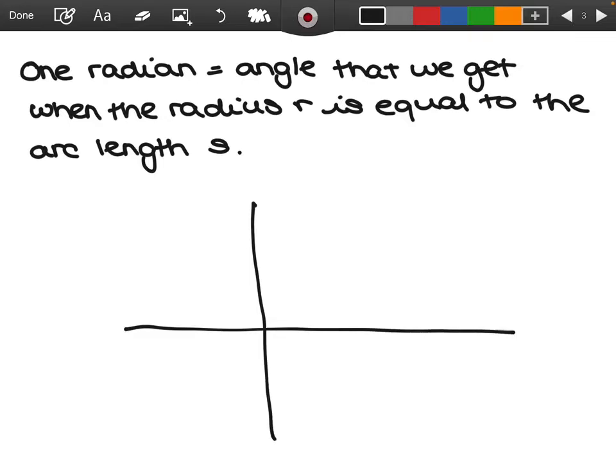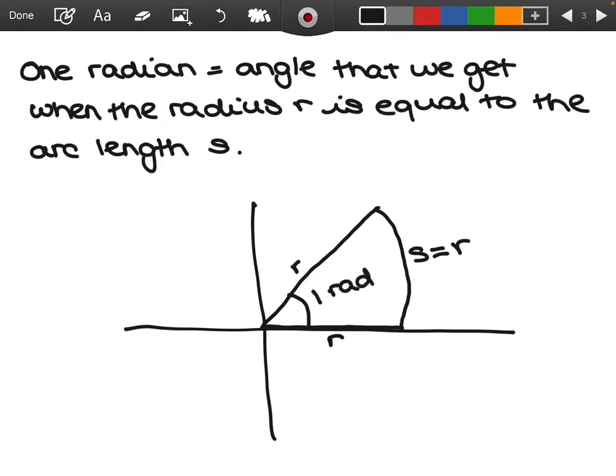So if I were to take, again I can draw this on the xy axis, if I were to take this ray here, and whatever its length is, I call it R, and then I sweep out an angle such that that arc that is created that joins the end points of these two rays here, so both the rays are going to have this length R. If this arc length S is equal to whatever the radius is, so whatever the ray length is, then the angle that is inside is known as 1 radian, or 1 rad.